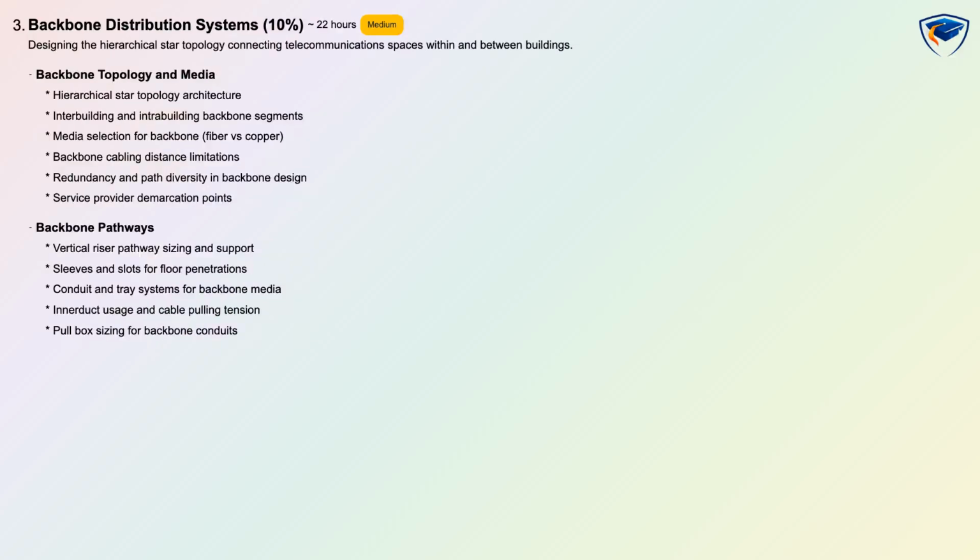Backbone distribution systems carries 10% weight, medium difficulty, and roughly 22 hours of study. You will design hierarchical star topology backbones that connect spaces within and between buildings and choose appropriate media for backbone segments. Focus includes distance limitations, redundancy and path diversity, interbuilding and intrabuilding segments, and pathway solutions such as conduit and interduct with pull box sizing. Service provider demarcation points and backbone support considerations are also covered.